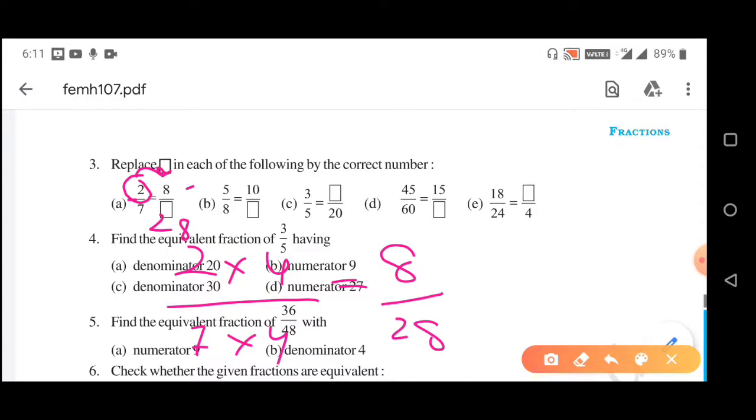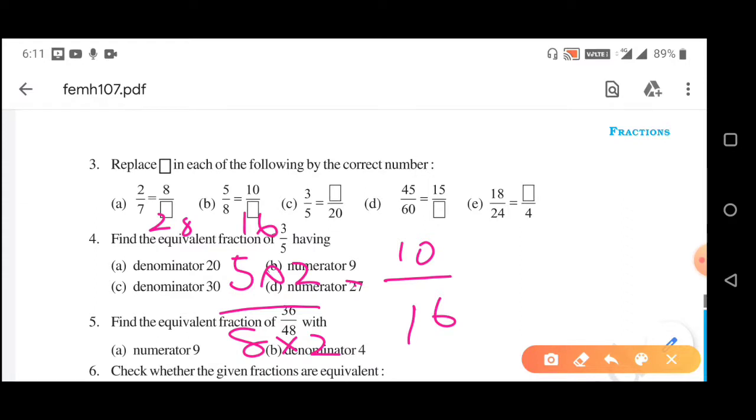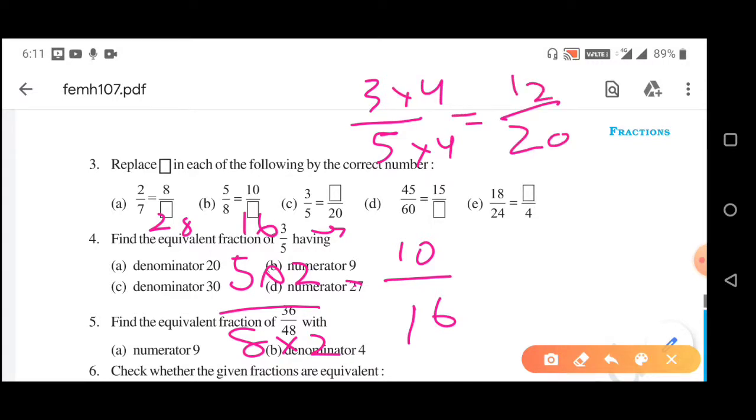Next, 5. From 5 it's coming 10. That means it will be like this, 10. Now we have to multiply 8 by 2, we will get 16. The next one, 3 by 5, from here we will get 3, 5 into 4, so here we will get 20. So here also we have to multiply by 4, so we will get 12.